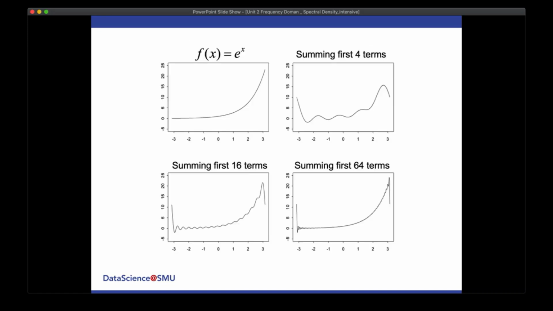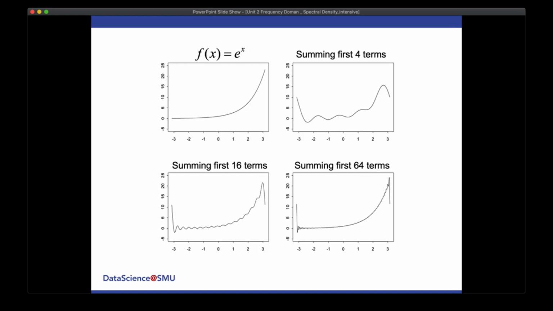So here that is. We've got 4 plots here. Upper left is f of x equals e to the x. Upper right is what happens when you sum up the first 4 terms. That means little m equals 4. And at m equals 4, I wouldn't be all that convinced that that looks like f of x equals e to the x.